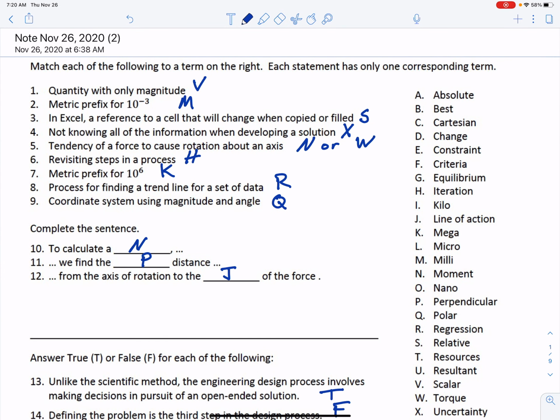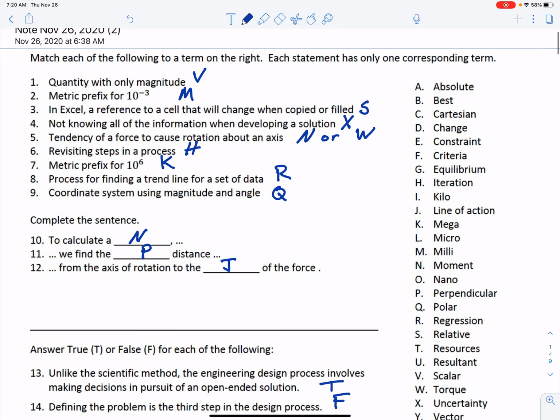Okay, this video is to review some of the problems from exam number 1. So first of all, let's go through the multiple choice matching kind of problems that show up in the first part of the exam. Okay, so starting with number 1, quantity with only a magnitude.